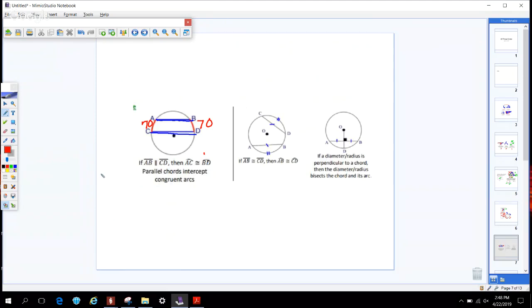What they'll probably do is they'll probably do something where they say, you know what? Well, if this is 70 and this is 70, maybe they'll say, how much is this piece? And so they'll give you just that one part, and then you're gonna be like, oh, I know this. X plus 70 equals how many degrees?